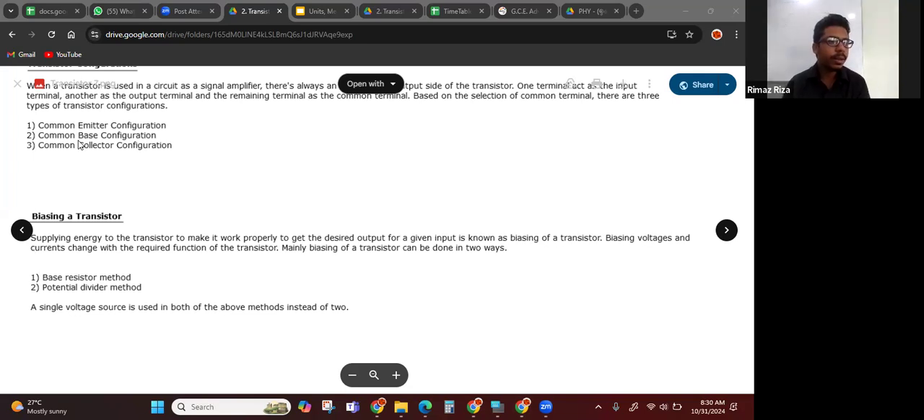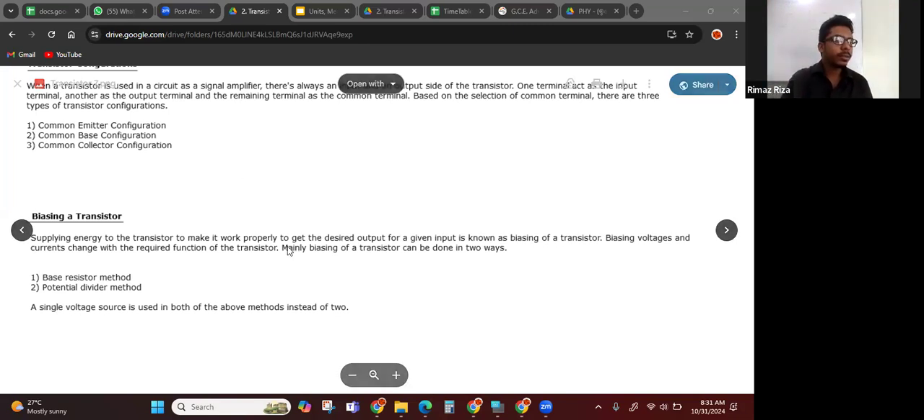Okay, so biasing a transistor can mainly be done in two ways: one is the base resistor method, the other one is the potential divider method. Write down.